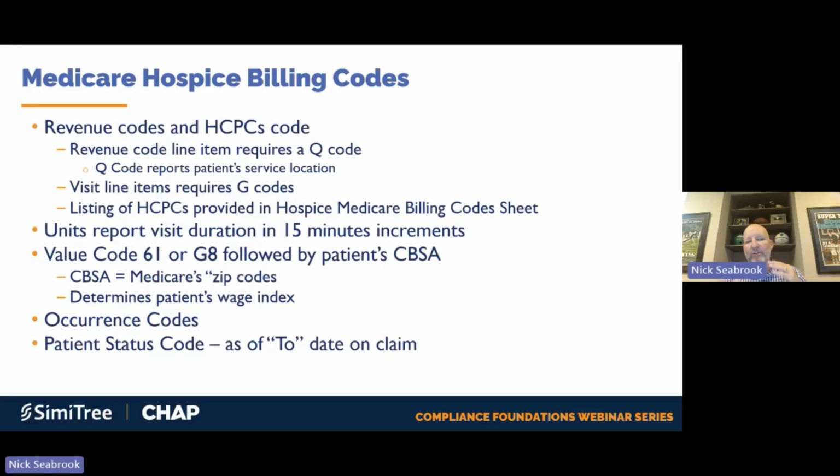If there's any occurrence codes or patient status codes, that's also going to be on those, another code that's going to be on that claim. The status code is important to know, just if the patient's continuing on service or if the patient has been discharged, that's going to be indicated in that status code.